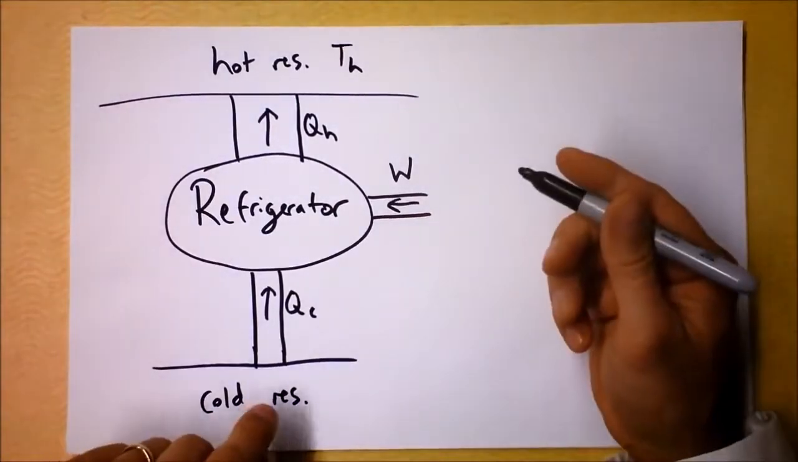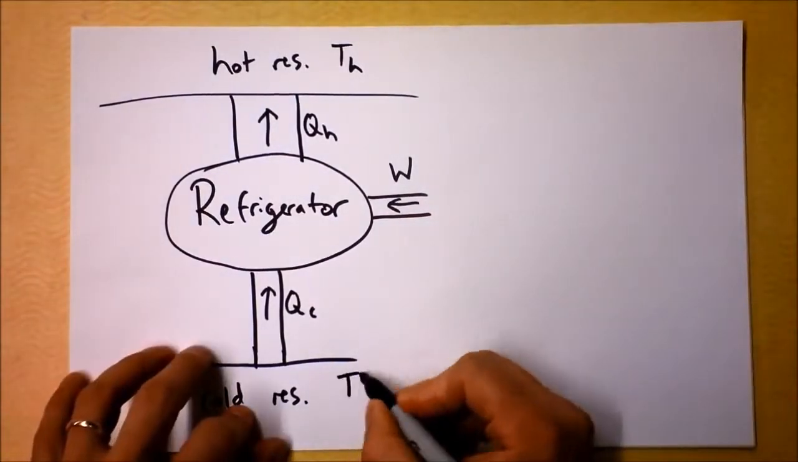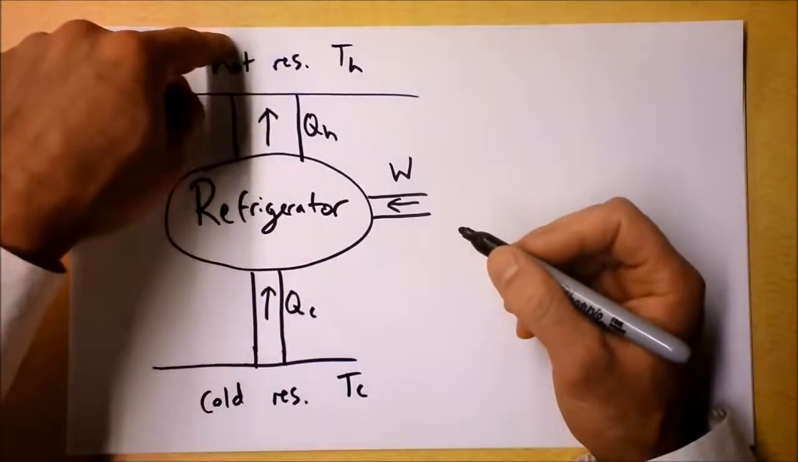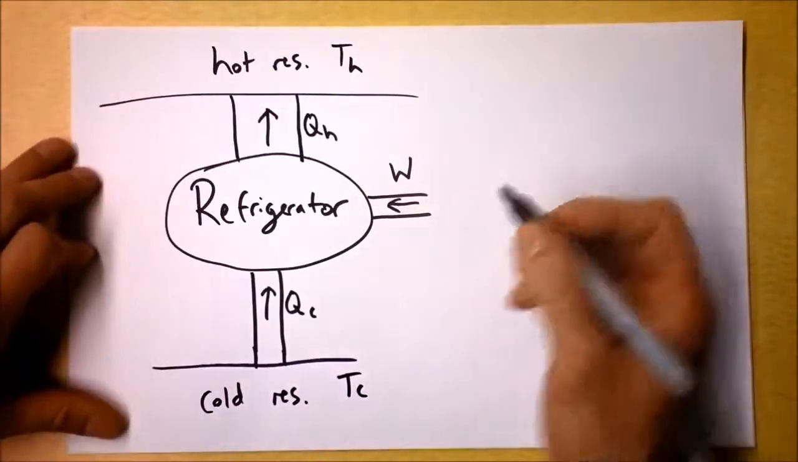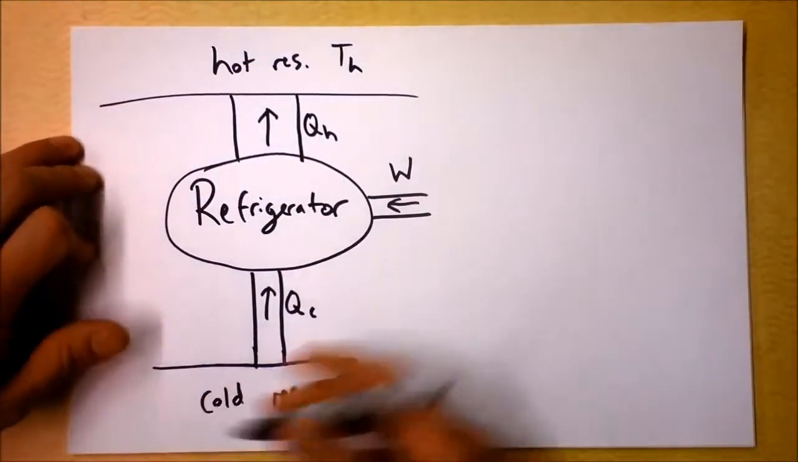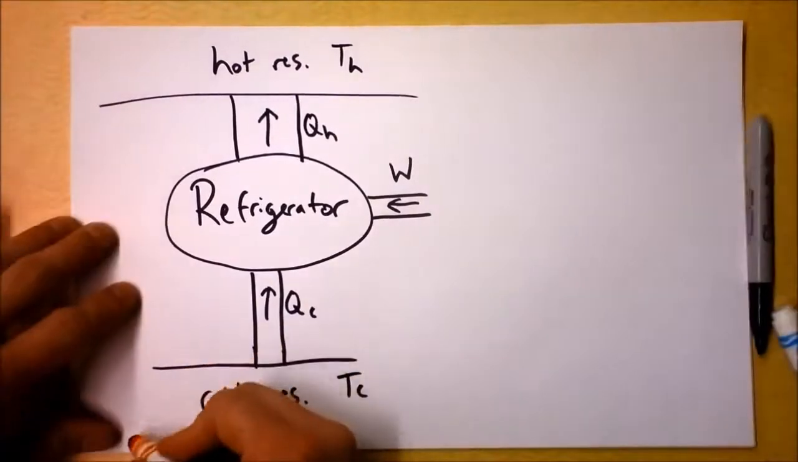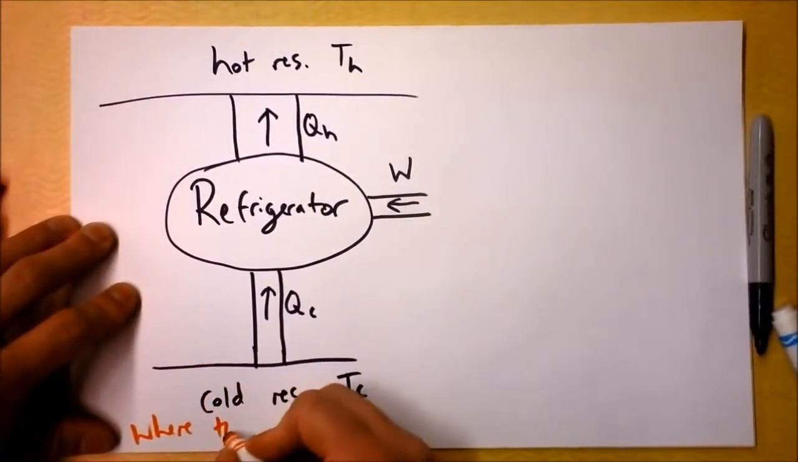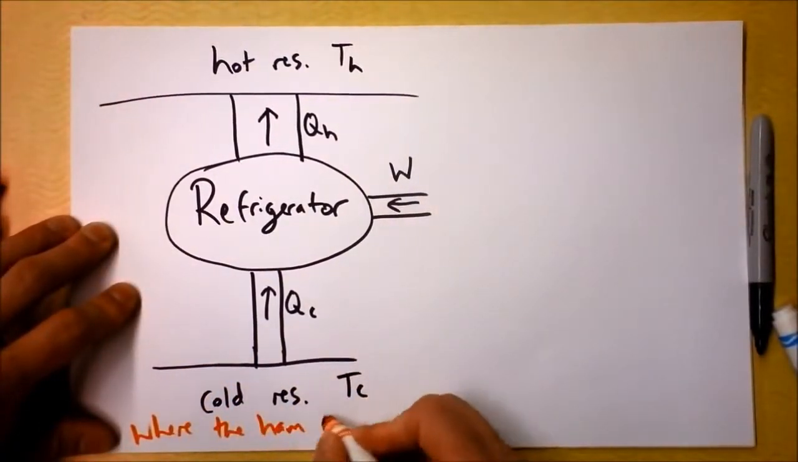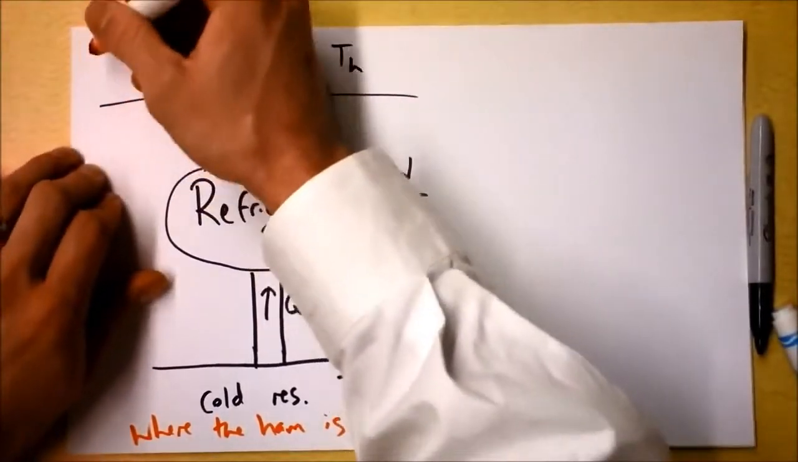It pumps heat from a cold reservoir at some temperature T cold to a hot reservoir at some temperature T hot. So for the case of a refrigerator, this might be inside the fridge, and this might be outside the fridge.